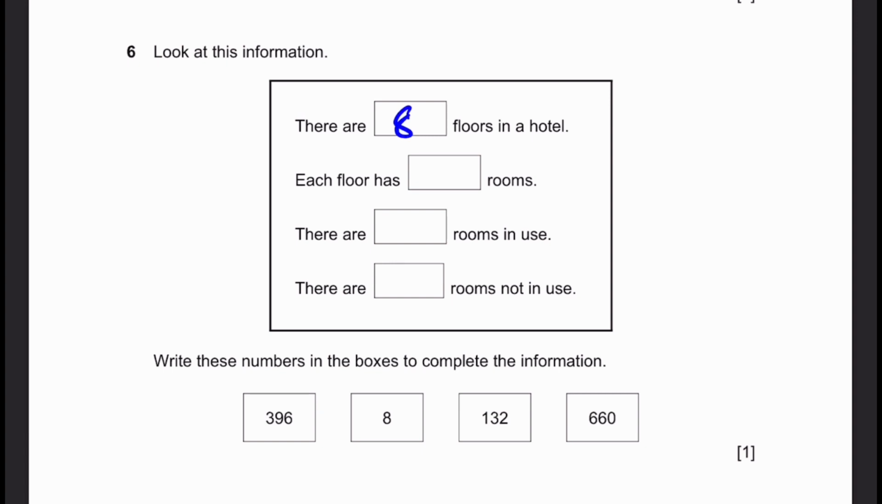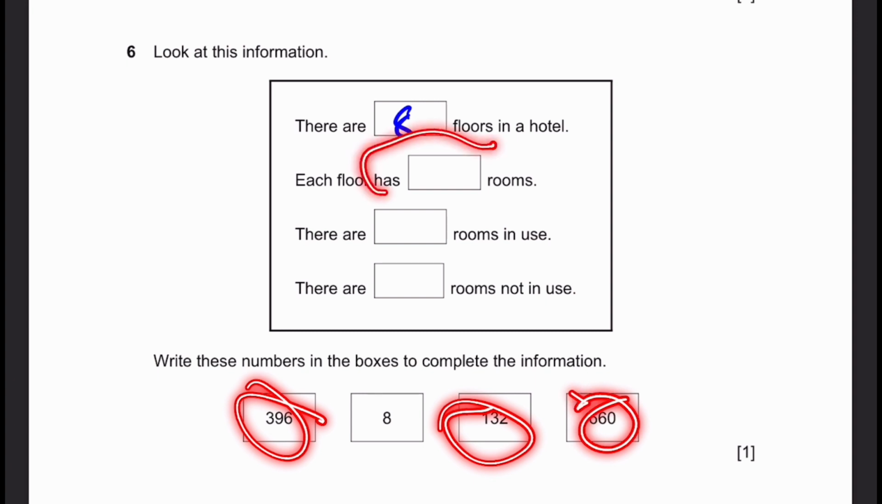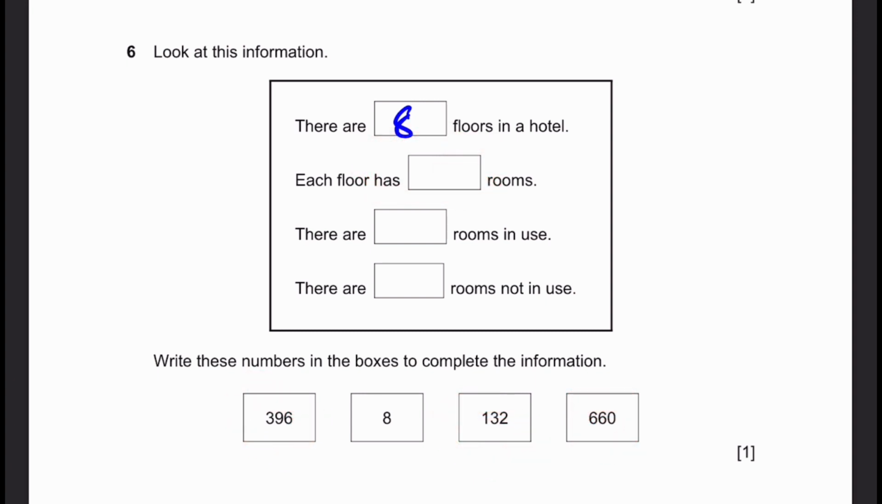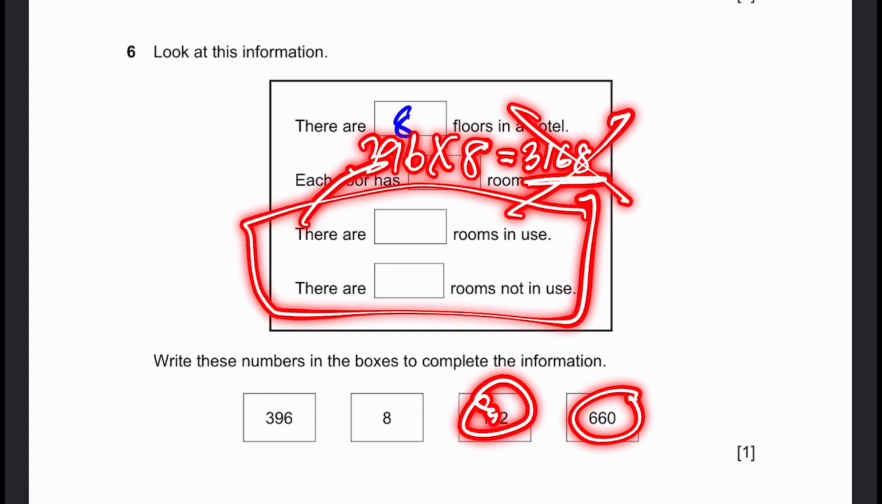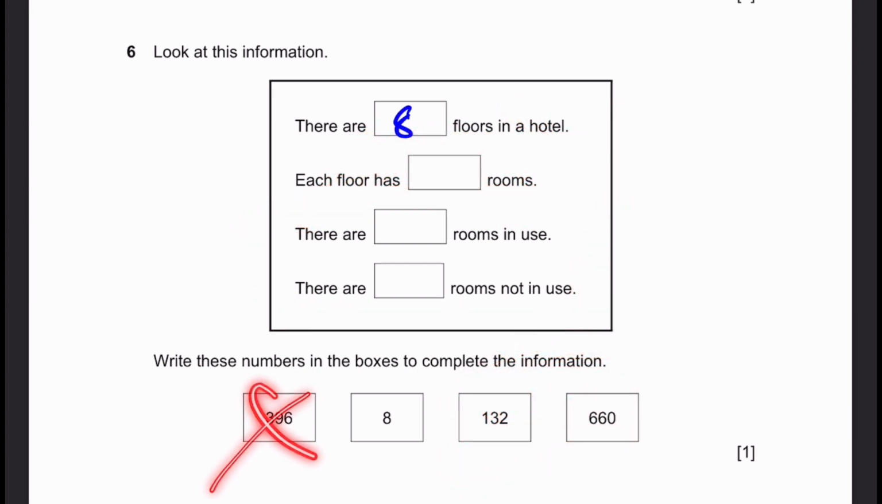Each floor has dash rooms. We can calculate this by using each of the 3 numbers and placing it here and doing trial and error to check if it's correct or not. So let's say it's 396 rooms. That means if we have 396 times 8 and we work it out, we'll simply get 3,168. And 660 plus 132 is not equal to this answer. So these two have to add up to this, obviously. That's why I'm saying if you add these two, you don't get this. So 396 is not the right option.